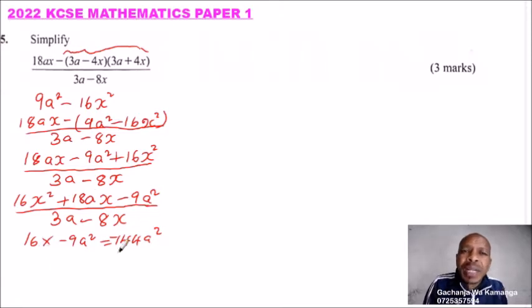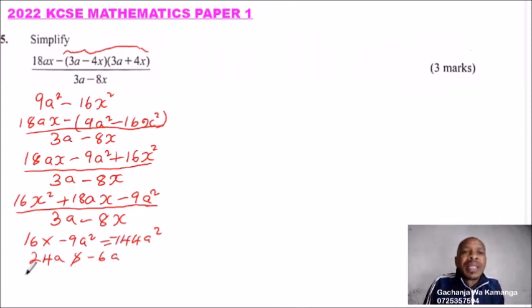So this two, you can factorize 144 to be able to get the factors of 144, and from there you should be able to get those two numbers. So we get the two numbers are 24a and minus 6a. When you multiply these two, 24a multiplied by minus 6a, that should give you minus 144a squared. When you add 24a plus minus 6a, you get 18a.